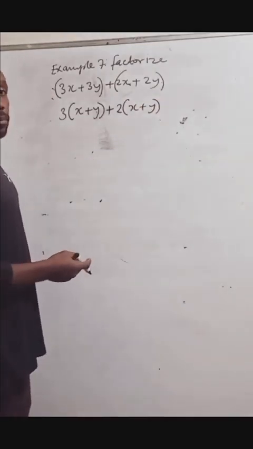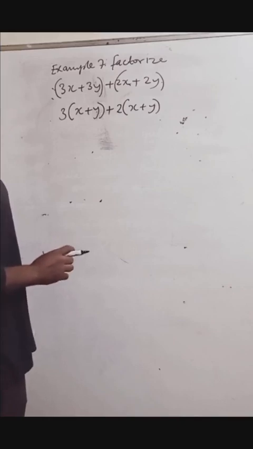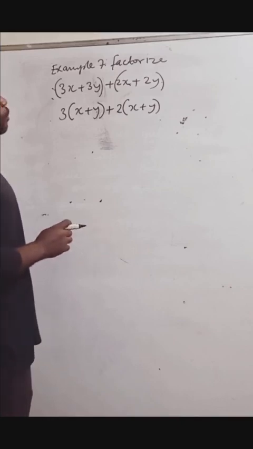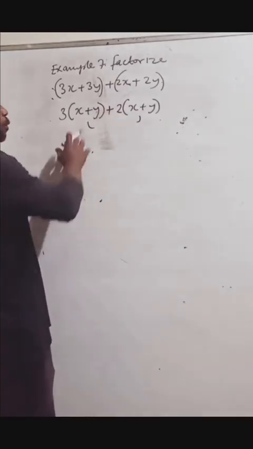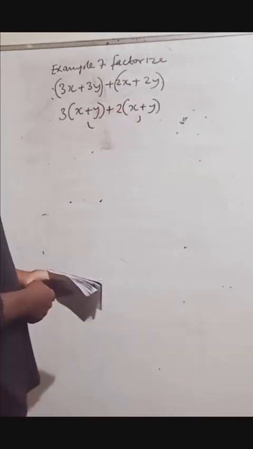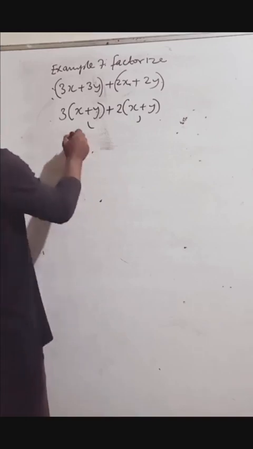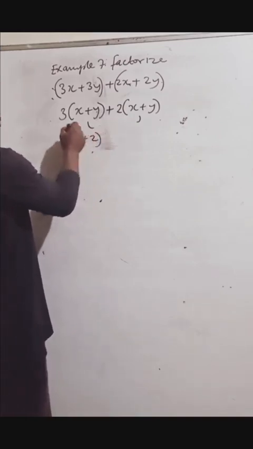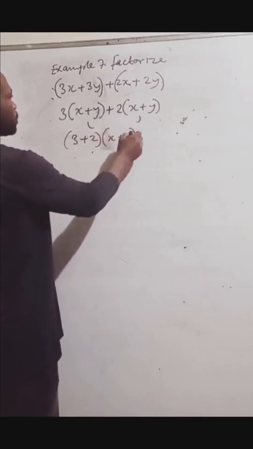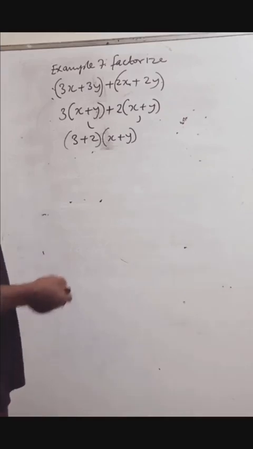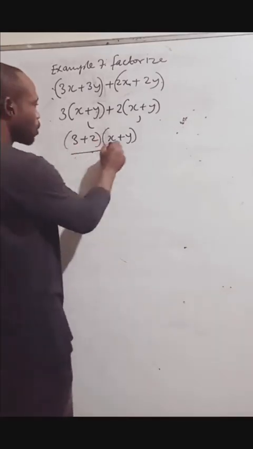Okay? And now we have factorized the expression. So the next thing we are going to do is collect like terms. X plus y are common. Therefore, we're going to rewrite this expression as 3 plus 2 multiplied by x plus y. So this is a factorized version.